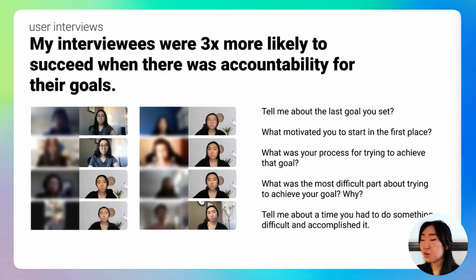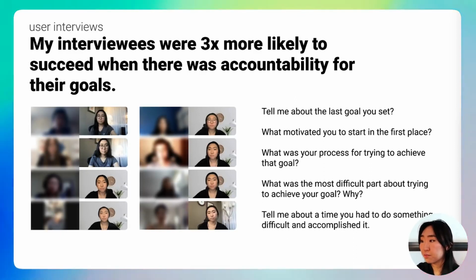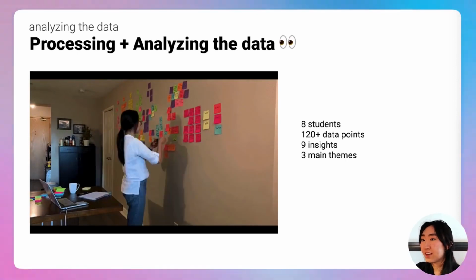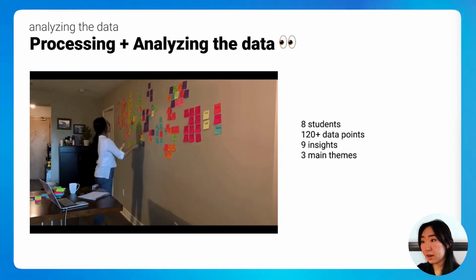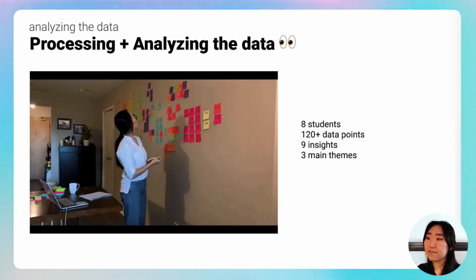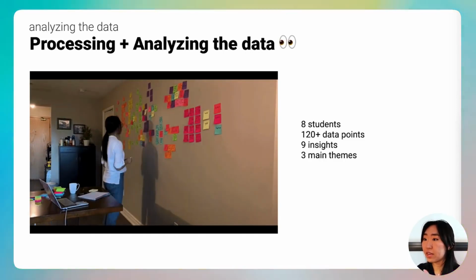So with 8 students across a variety of majors, engineering, design, fashion, I asked them questions below to find some trends on why they failed at some goals versus others. Questions like, tell me about the last goal you set. What motivated you to start in the first place? What was the most difficult part of trying to achieve your goal? And most importantly, tell me if you did have to do something difficult as a goal, yet pushed through and accomplished it. And with these insights, I organized all my data through affinity mapping. I took their quotes and put them together within an affinity map, trying to find trends together, eventually forming 9 main insights and 3 main themes.